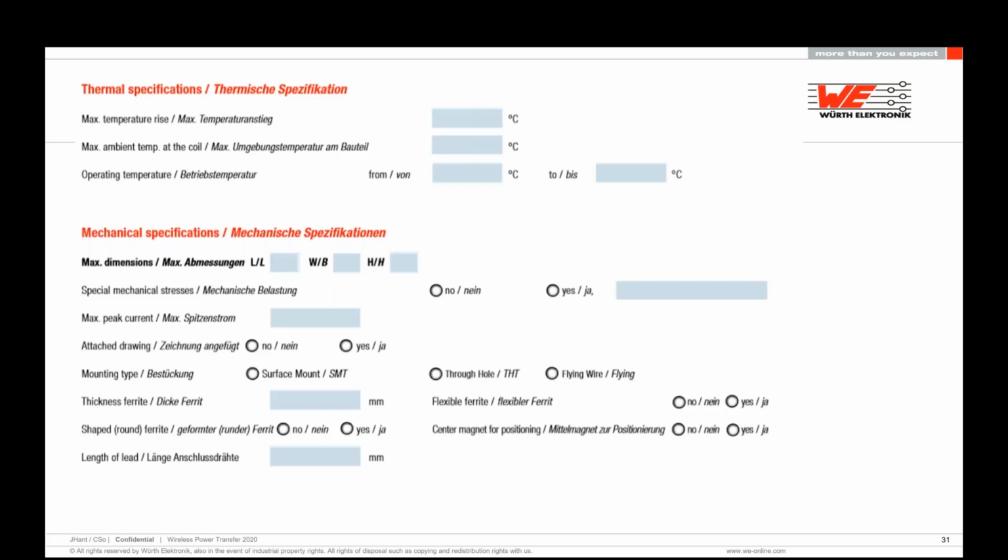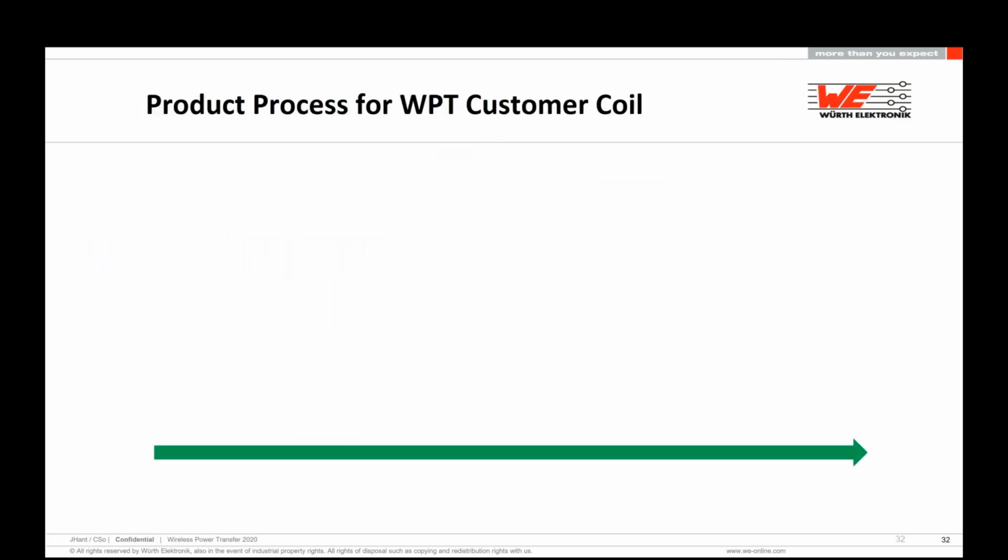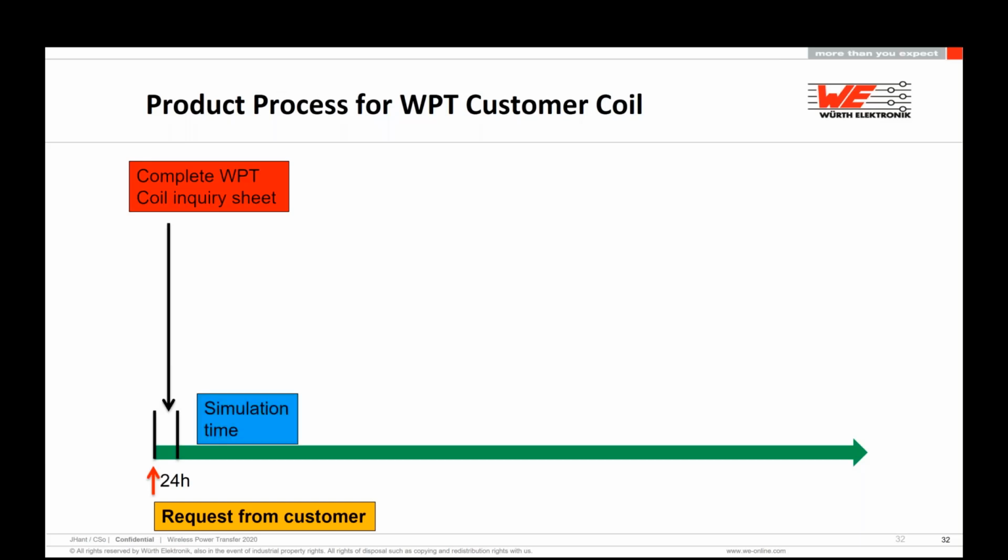But there's always a but. Important is this process takes time. In this example, I'm just trying to show you the process, how long it takes until you will get a first customized coil. In the beginning, for sure, we will get this request by the inquiry sheet. Then we need round about 5 working days to do some simulations and checking what is possible and what's not possible.